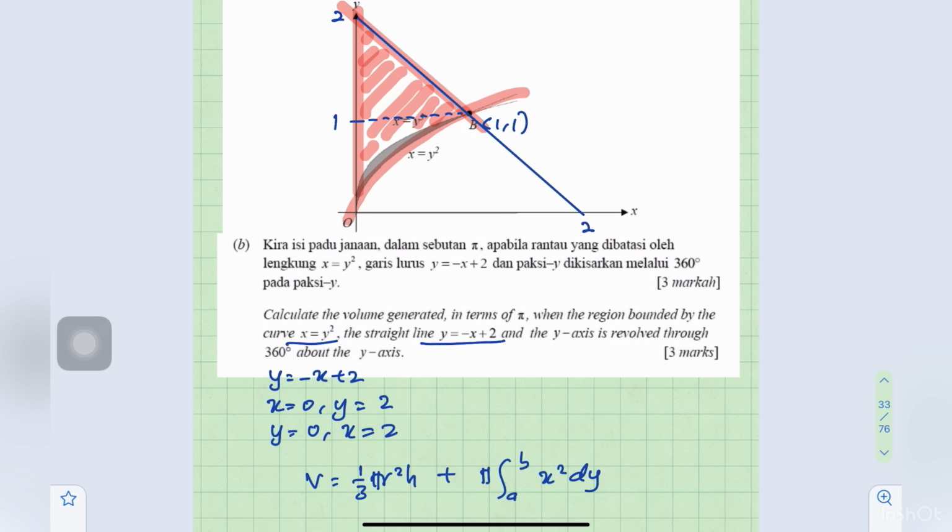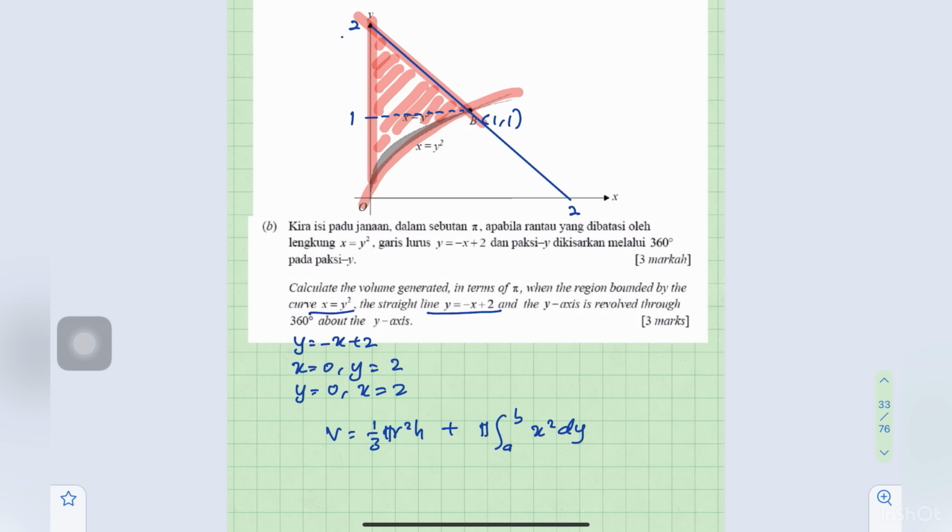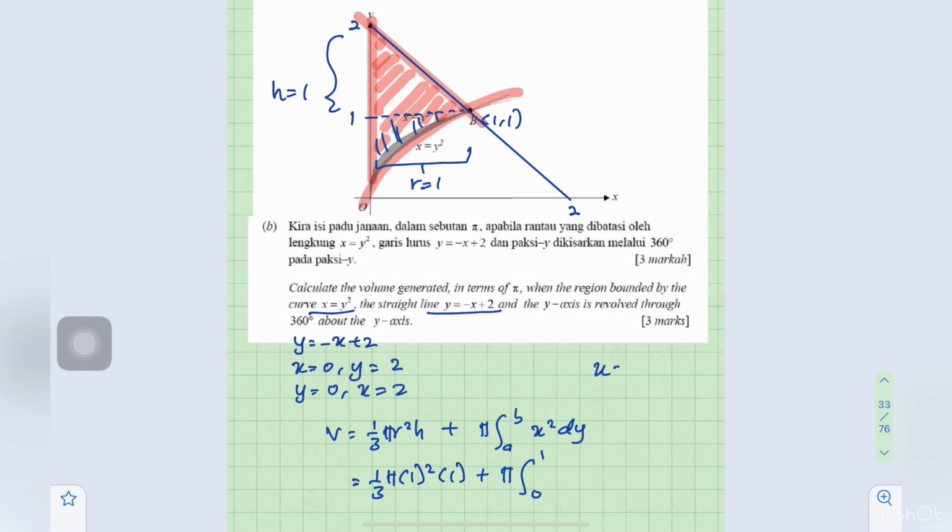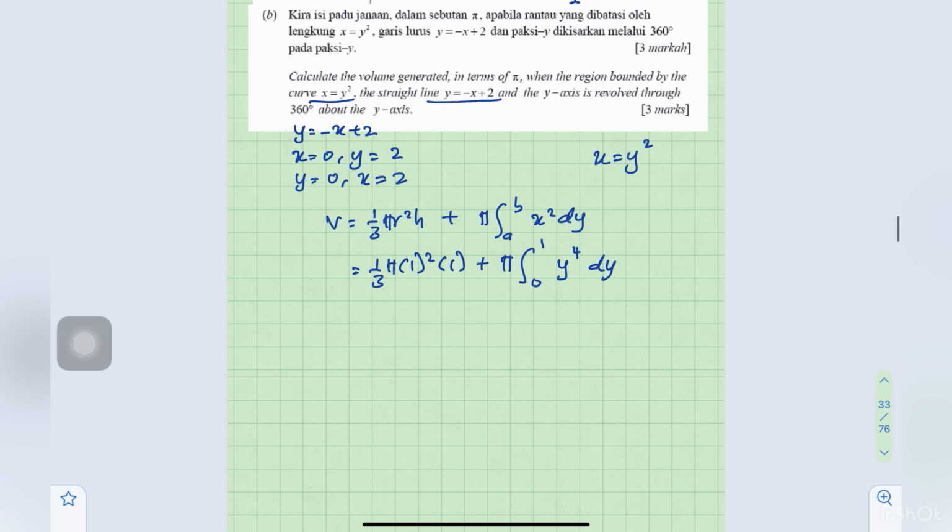Okay, so for volume, the height is 1. The radius is 1 as well. So kita masukkanlah 1 over 3 pi 1 squared 1 plus pi. For this volume, the lower limit is 0, upper limit is 1. X is y squared, so x equals to y squared. Dia nak x squared, so y power of 4 lah kan. Squared squared is power of 4 dy. So, the rest kita just cari je lah. So, 1 over 3 pi plus pi, this one integrate.